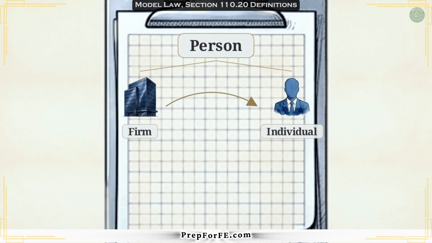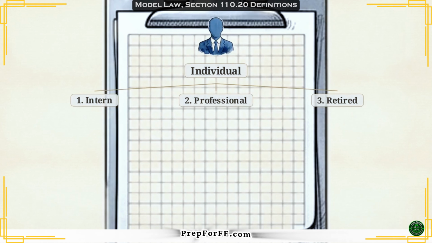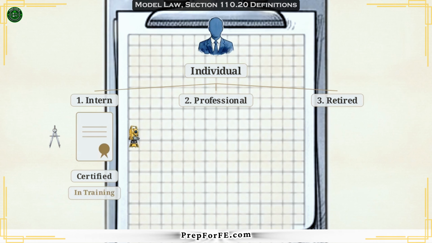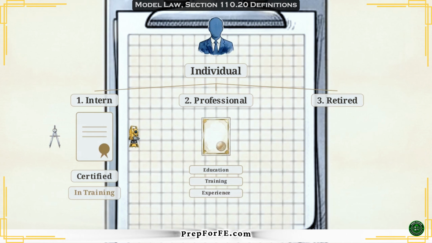Within that individual branch, the board recognizes three highly specific tiers of practitioners. First is the engineer intern, or surveyor intern. This title applies to an individual who has been duly certified by the board, but does not yet possess the qualifications for full professional licensure. Second is the professional engineer, or professional surveyor. Earning this status requires satisfying four mandatory pillars: specific engineering or surveying education, training, experience, and passing the professional examination.